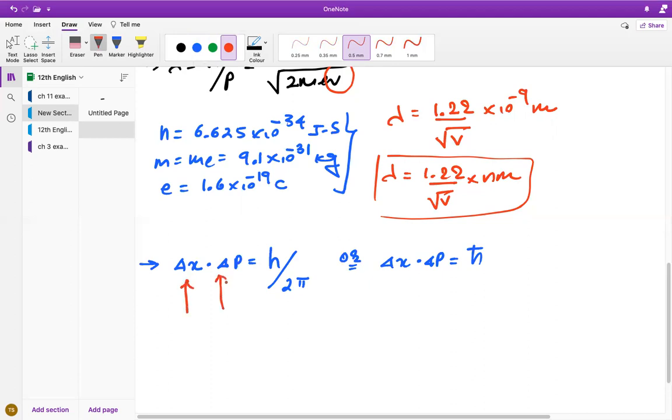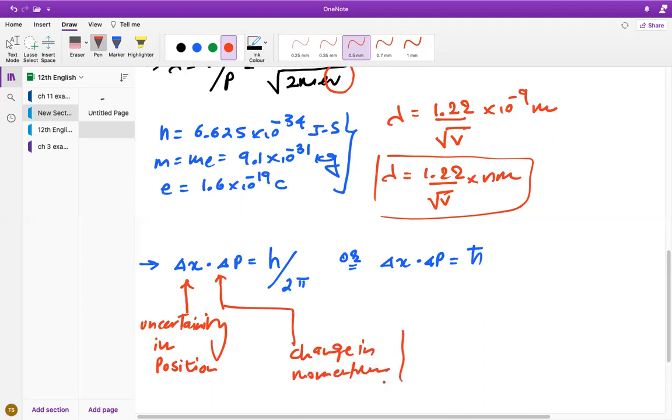Delta x is indicating what? Uncertainty in position. Delta p is the change in the momentum. Apart from that, there is Schrodinger's expression, delta square psi upon delta x square, like that. So uncertainty can be anywhere. If your particle is a smaller one, then the uncertainty will be larger.